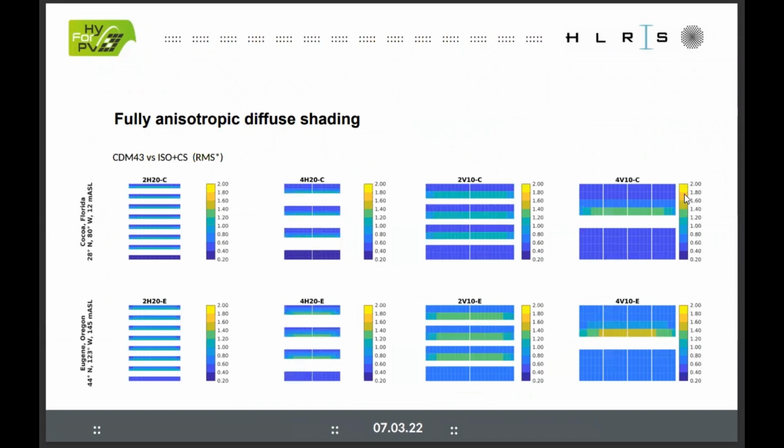All of this effort doesn't generate dramatic differences, but they can be important. So we did a parametric study, and you can tell that for some layouts, the lowest row accounts for modeling errors in the order of 1.5% RMSE, if you compare this very detailed anisotropic diffuse shading with the isotropic plus circumsolar fraction model, which is what PVC does, for instance.